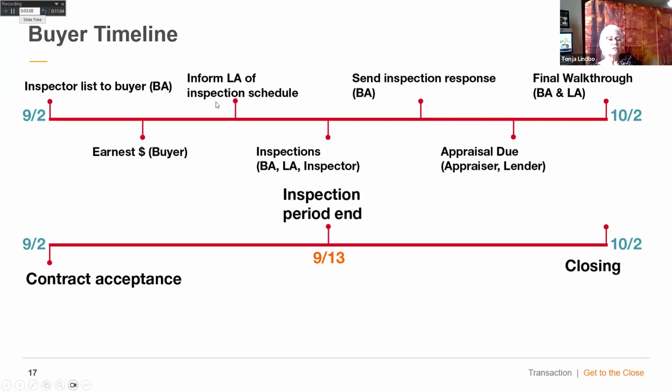Okay. So once you get your inspector confirmed, then that's when you let the listing agent know when the inspector will be there and the time of day. And then you ask who's going to open the door. Will the sellers be on property? Is it vacant? Any of that stuff. And you get that lined up.